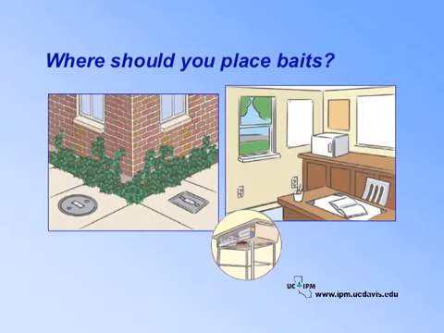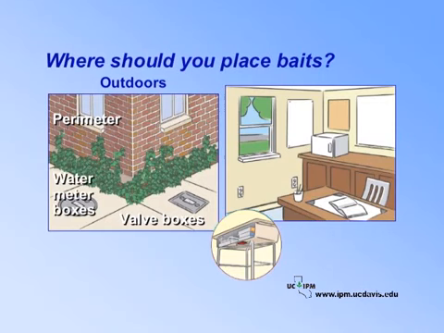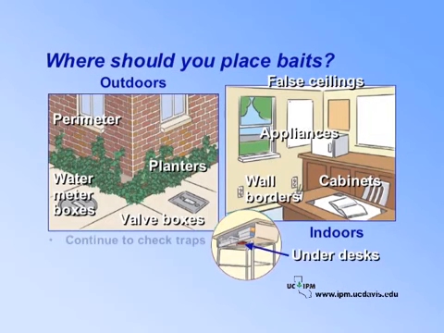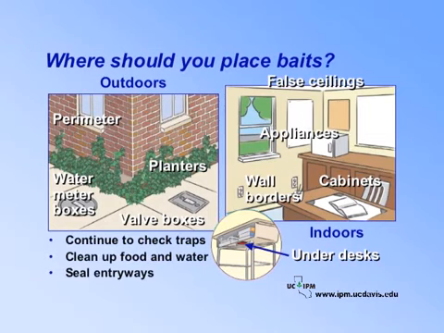Baits do not attract cockroaches, so you'll need to identify your species and place the baits where cockroaches can find them. For outdoor species, bait around the perimeter, in valve boxes, water meter boxes, and around planters. For indoor species, place baits under appliances, along wall borders, in cabinets, and even in false ceilings. In infested classrooms, tape bait stations under desks. Continue to check traps, and be sure to keep cleaning up food and water sources and sealing entryways into buildings. If you don't see a reduction within a week, you need to try something else.